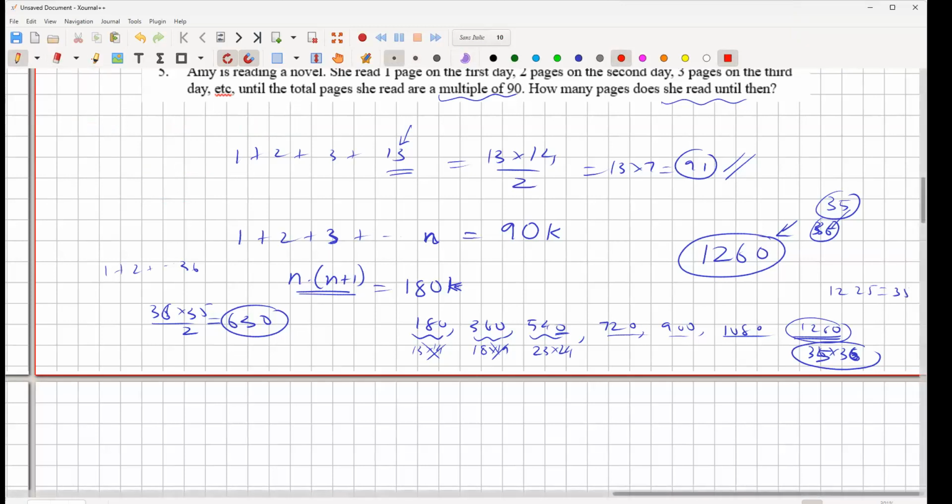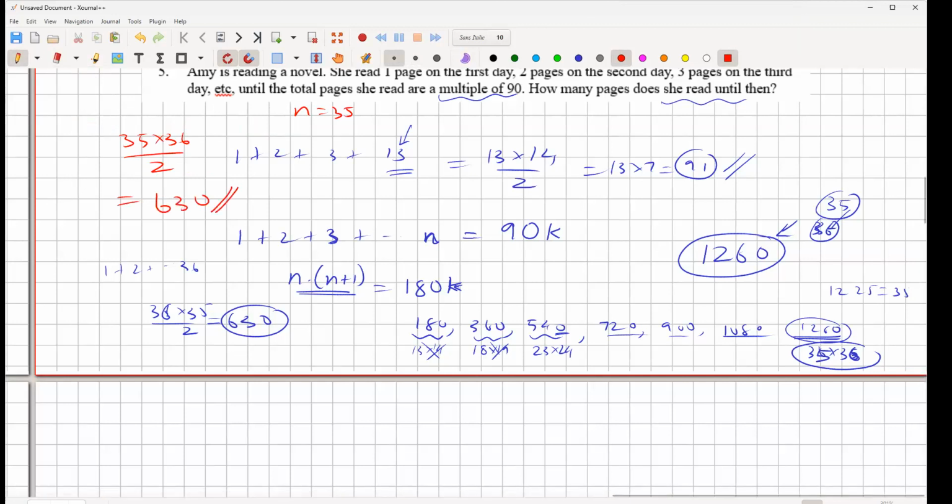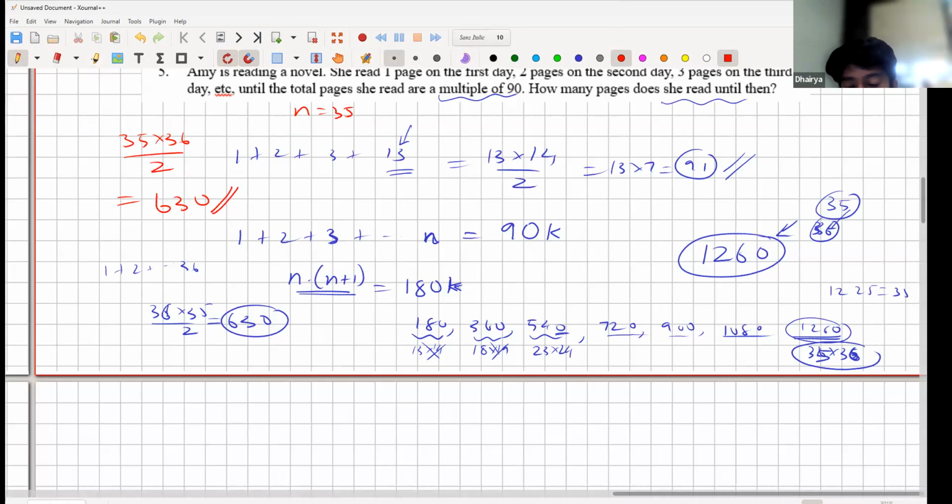So we agree that he reads till the 35th day, and that value will be 35 into 36 divided by 2, which is half of what he stated, which is 630. Okay. But good effort though. Does it make sense, guys? Yeah, you're all good. Okay, cool. Let's stop here for today.